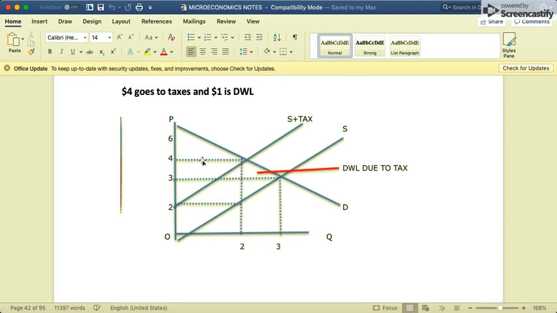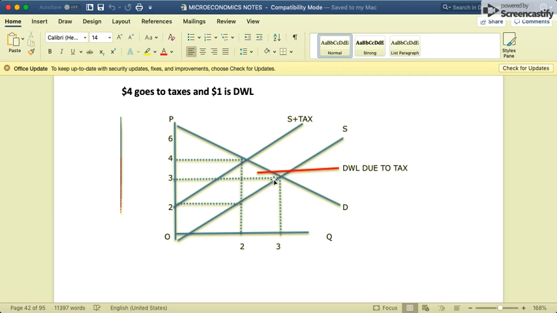$2, $4. So this is telling us that the buyer is paying $4 and they are demanding 2 units. But how much does the seller get? They only get $2. So this amount here, the difference between 2 and 4, is the amount of tax.